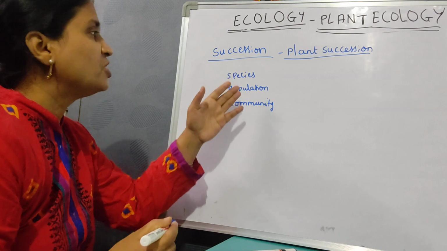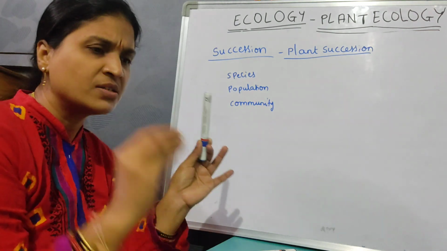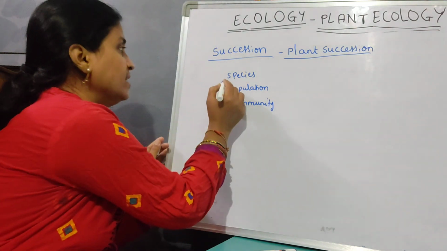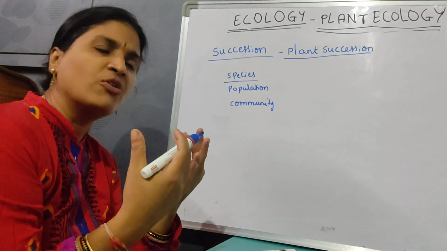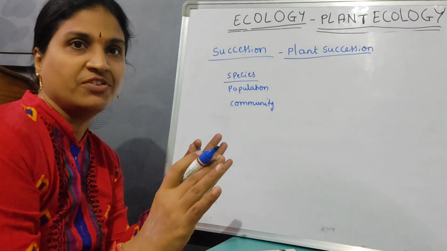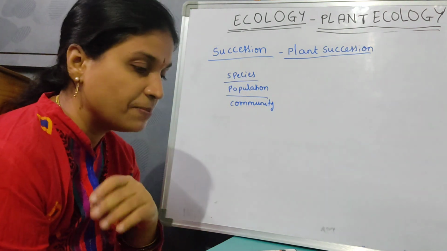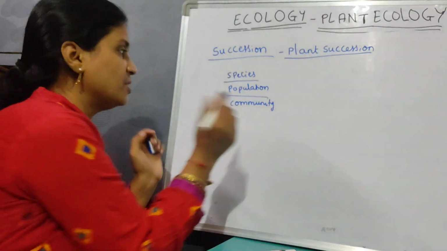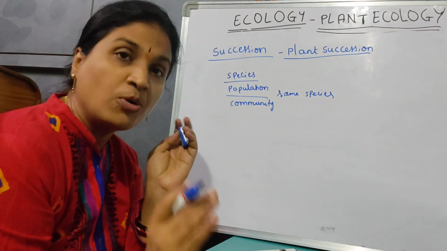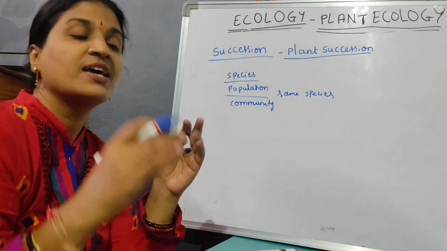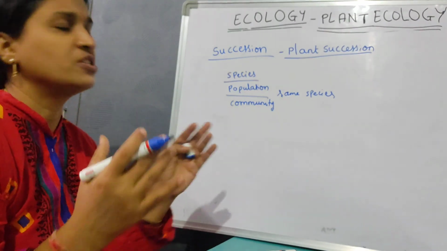Species are nothing but similar individuals which are living in a particular area. A group of individuals which are similar in their characteristics, maybe morphological, physiological, anything like that, but living in a particular area, is called a species. Then population. Population means a group of similar individuals belonging to the same species, living in a particular area. You can say it is an assemblage of all similar species.